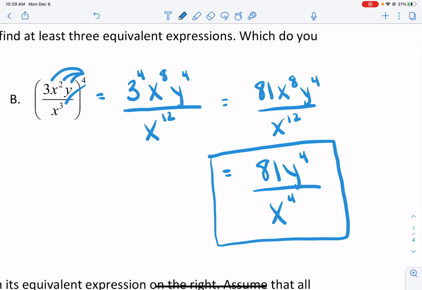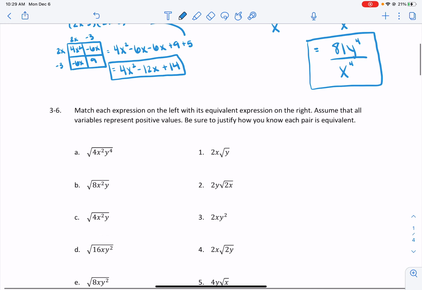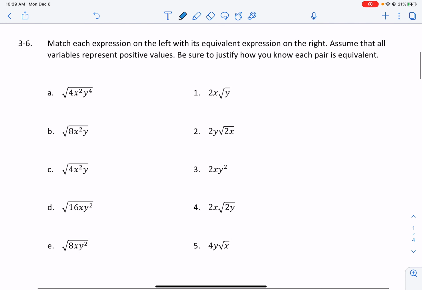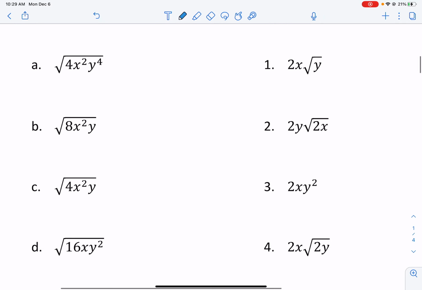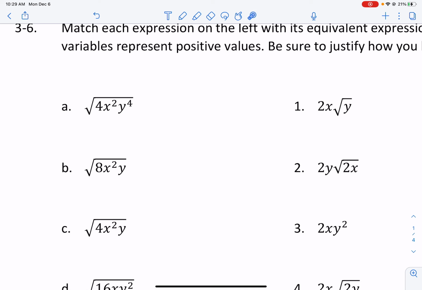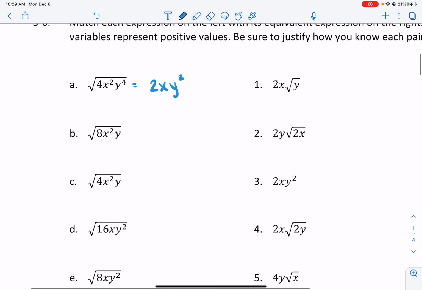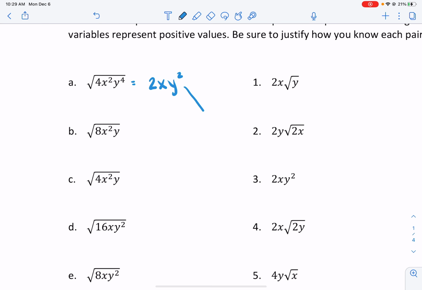Okay. All right. The next one wants us to match each expression on the left with its equivalent expression on the right, assuming that all variables represent positive values, and be sure to justify. So let's just start with A. The square root of 4 here would be 2. This would become x and then y squared. So that one goes with number 3.